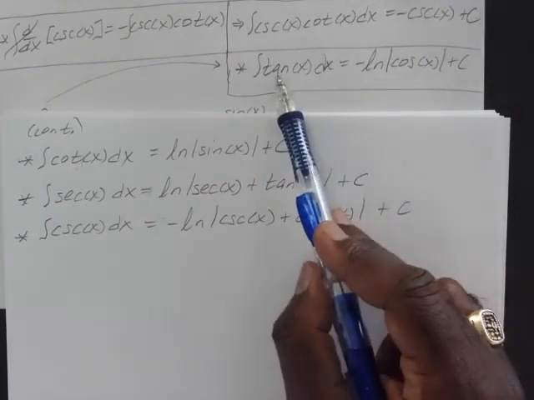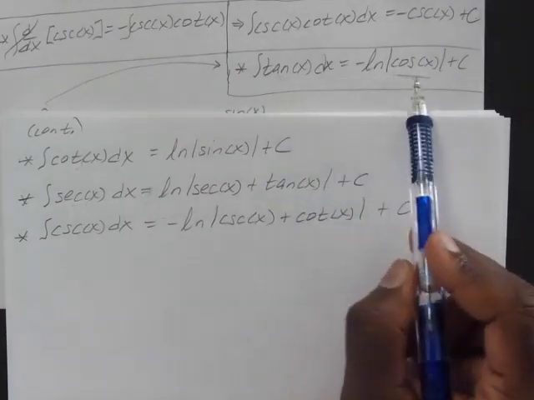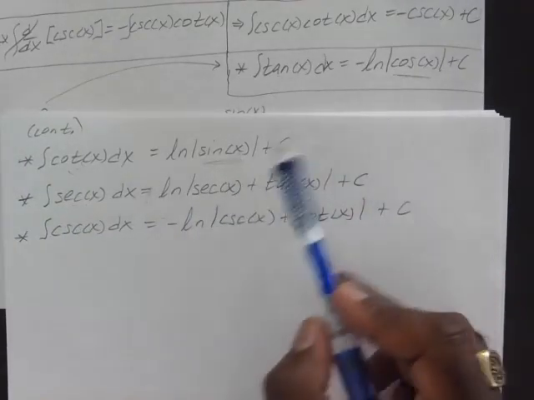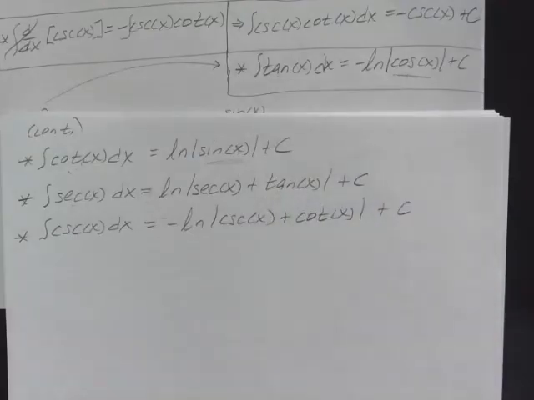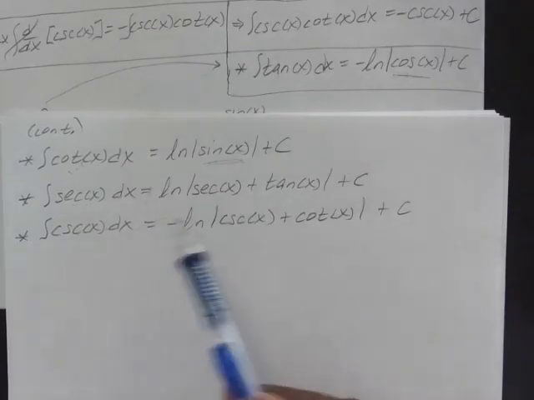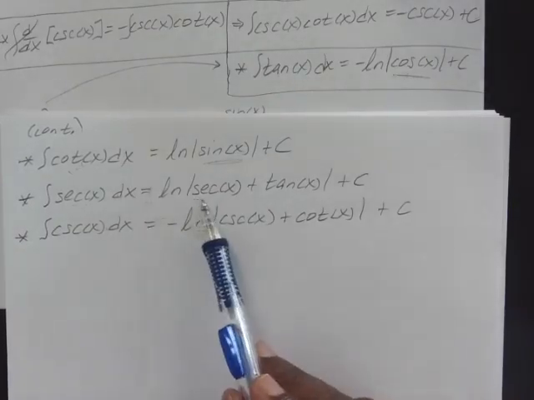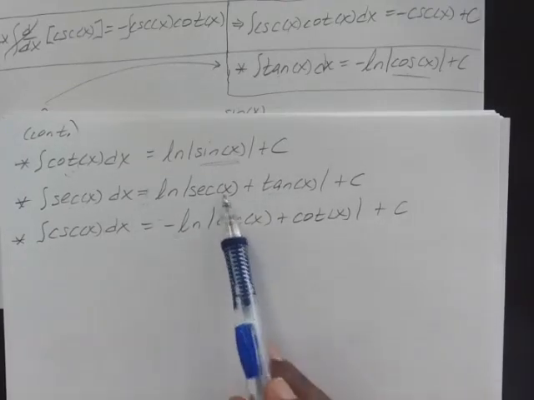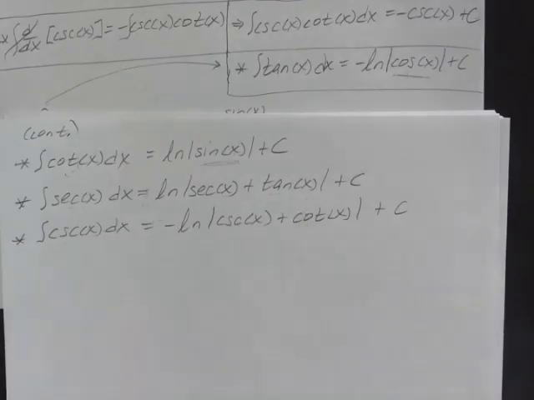If you notice here, the antiderivative of tangent is natural log of cosine. Cotangent is natural log of sine. So even their arguments are its cofunctions. Same with secant and cosecant. With secant, it's natural log of secant plus tangent. With cosecant, it's negative natural log of cosecant and cotangent. So they all still have that relation there.